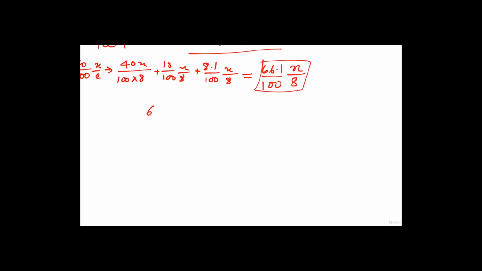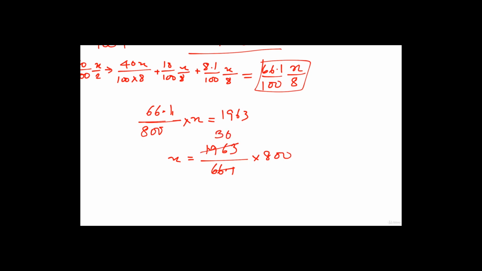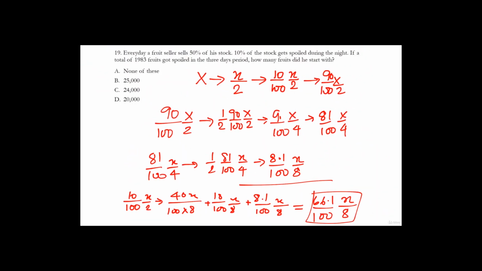So 66.1 divided by 800 into X is equal to 1983. So X is equal to 1983 divided by 66.1 into 800. So when we cancel this, we get only 30. So 30 into 800 is 24,000 fruits. So X is 24,000, which is the total number of fruits that were there in the initial stage. So we have to mark option C as the answer.